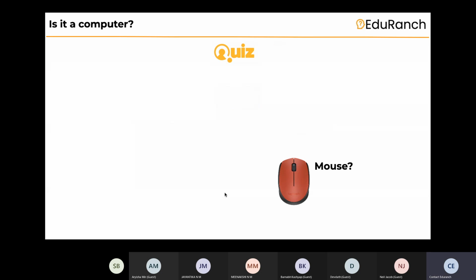Is this a computer? A mouse? From the previous definition, what we said, a computer has an input and it gives some output. Yes, sir, it's a computer. No, sir, it is not a computer. Okay. How about a mobile? Sir, is a mobile a computer? It's a computer.